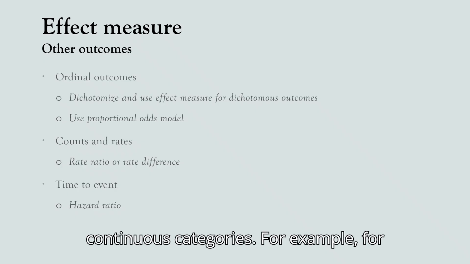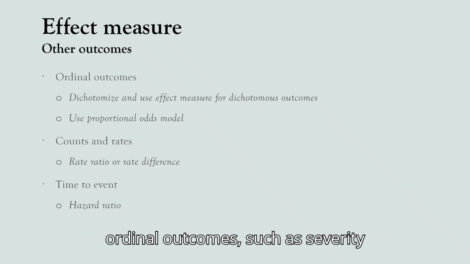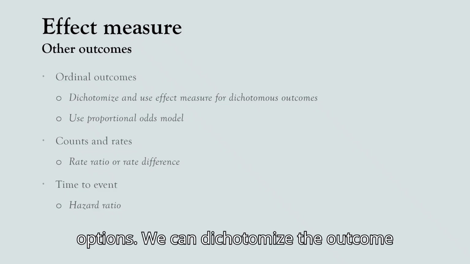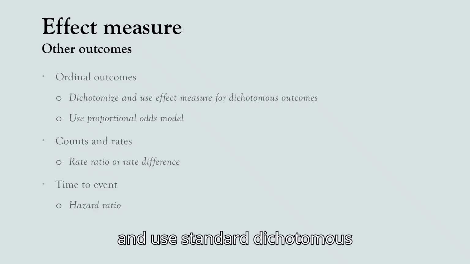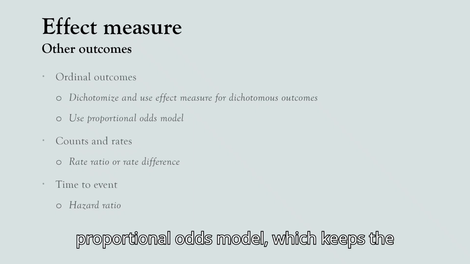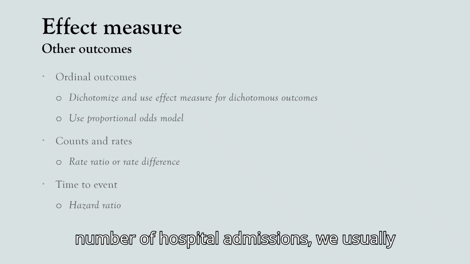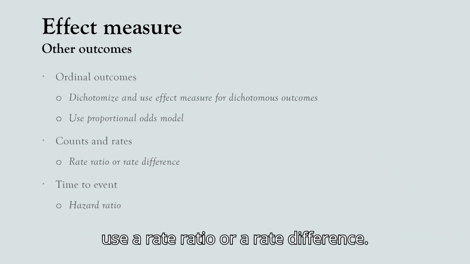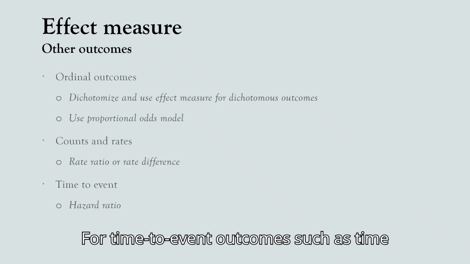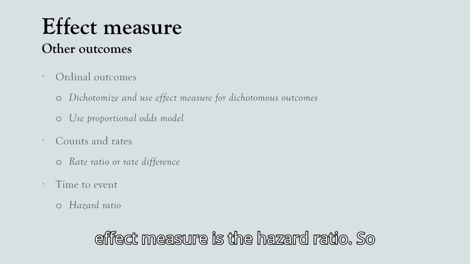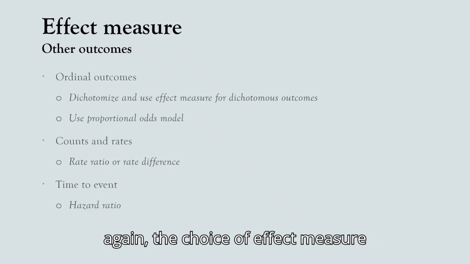Some outcomes don't fit neatly into simple dichotomous or continuous categories. For example, for ordinal outcomes, such as severity levels or rating scales, we have two main options. We can dichotomize the outcome and use standard dichotomous effect measures, or we can use a proportional odds model, which keeps the ordered structure of the data. For counts and rates, such as the number of hospital admissions, we usually use a rate ratio or a rate difference. For time to event outcomes, such as time until relapse or death, the most common effect measure is the hazard ratio. So again, the choice of effect measure depends on the type of outcome.